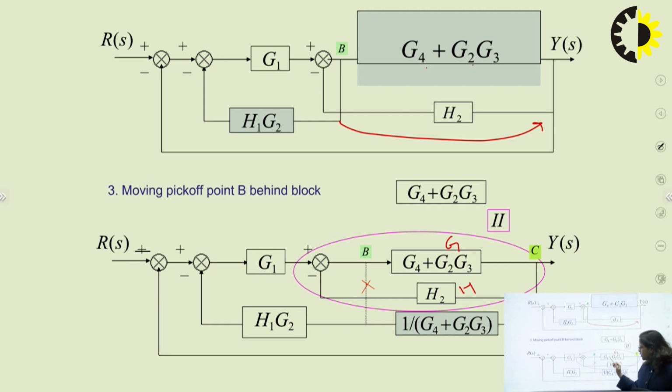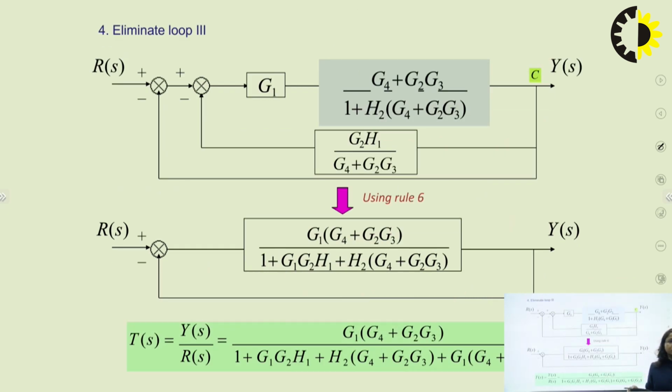When we solve this function, then it becomes in cascade with G1. So G1 into G2 plus G3.